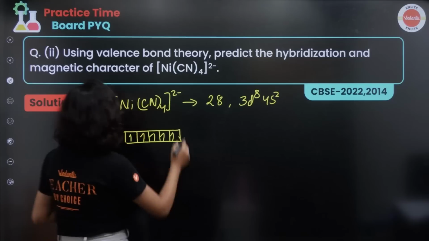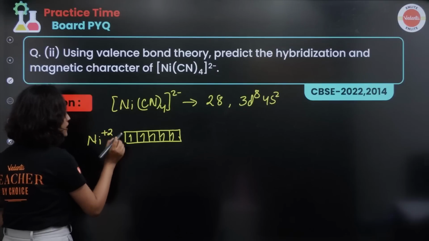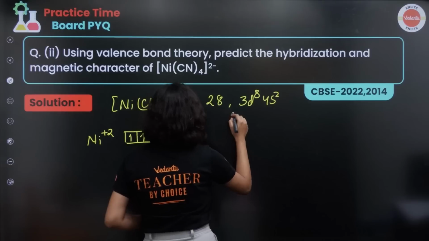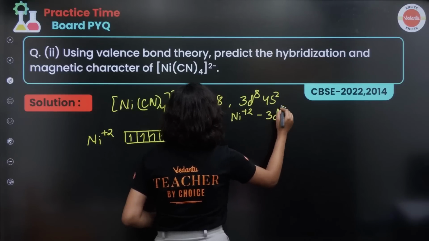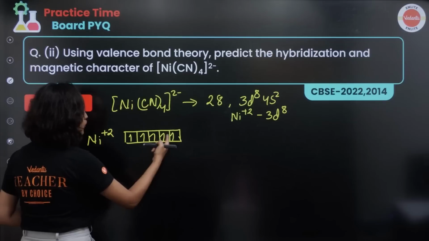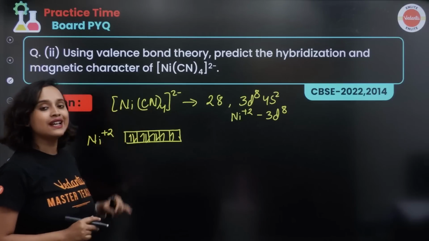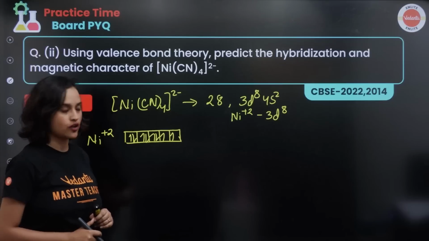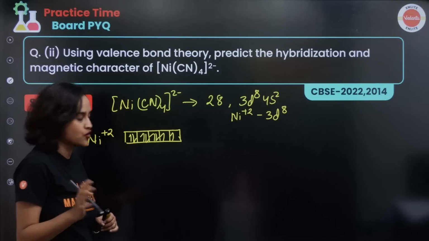Now, imagine nickel is in plus 2 state, right? So, Ni in plus 2 state, 4s2 will go. Ni in plus 2 state will be 3d8 only, right? 4s2 will go away. So for 3d8, 1, 2, 3, 4, 5, 6, 7, 8, correct? Now CN4, alright? Also CN is a strong field ligand. We know that CN is a strong field ligand, right?